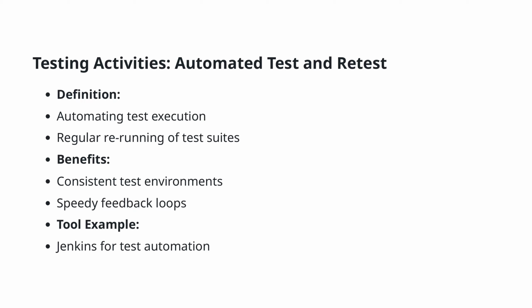One common tool for facilitating test automation is Jenkins. Jenkins can schedule and execute tests automatically, integrating smoothly with various testing frameworks and providing continuous integration and delivery capabilities. This setup ultimately enhances the efficiency and effectiveness of your testing process.